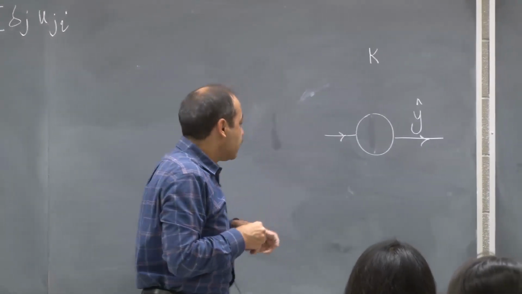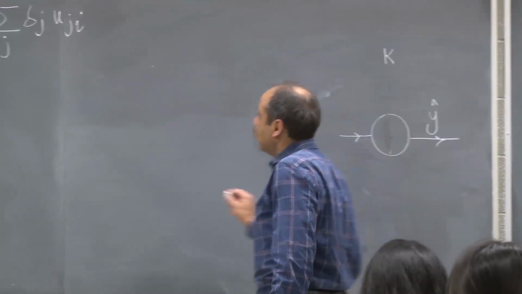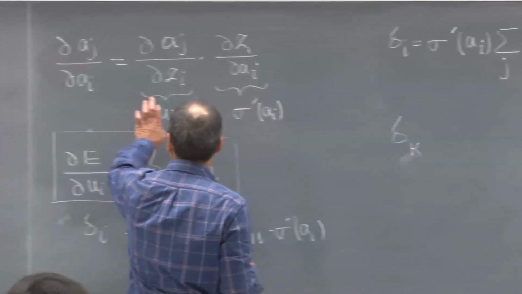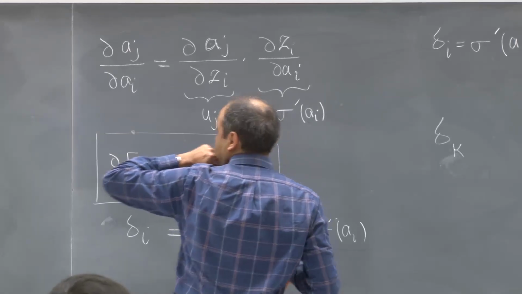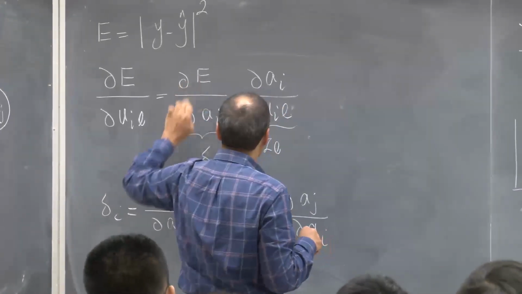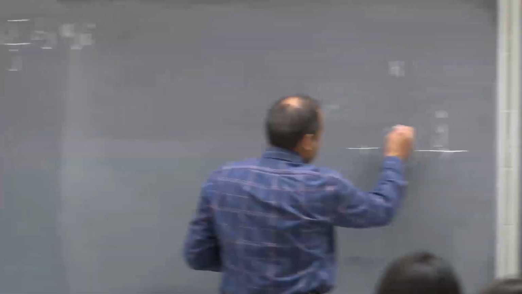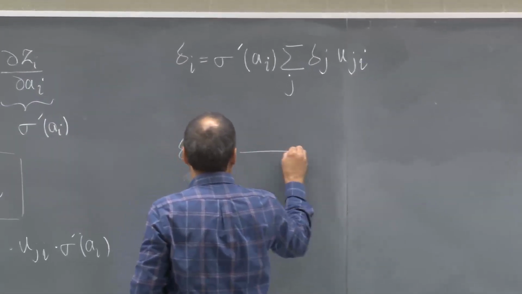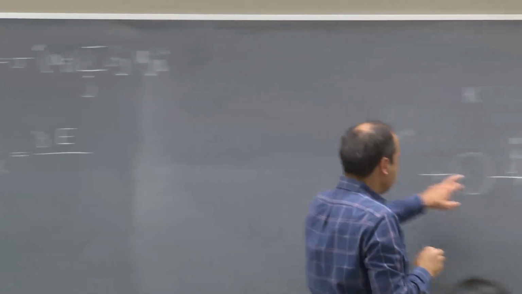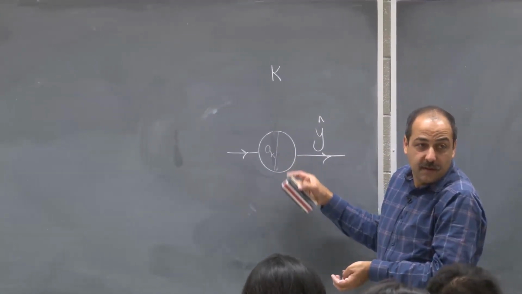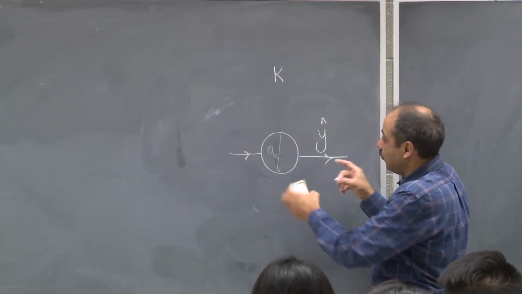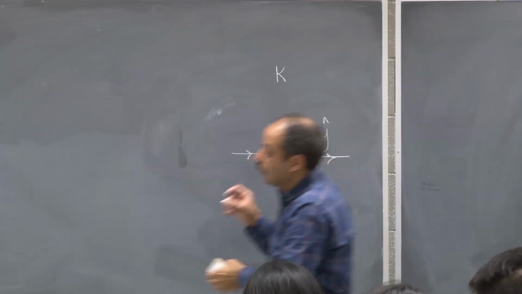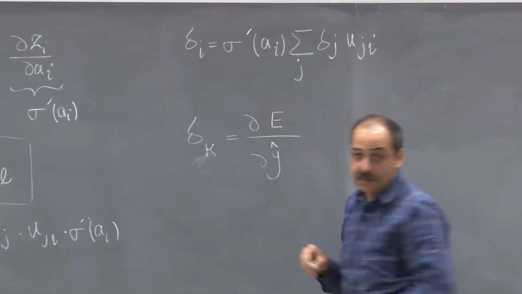Okay? So if I want to compute delta K, delta K is what? It is the derivative of E with respect to AK, right? But I assume there is only one input here and one output here, so this summation would be exactly the same as this one. I mean, AK basically would be just Y hat because of this assumption that I made.